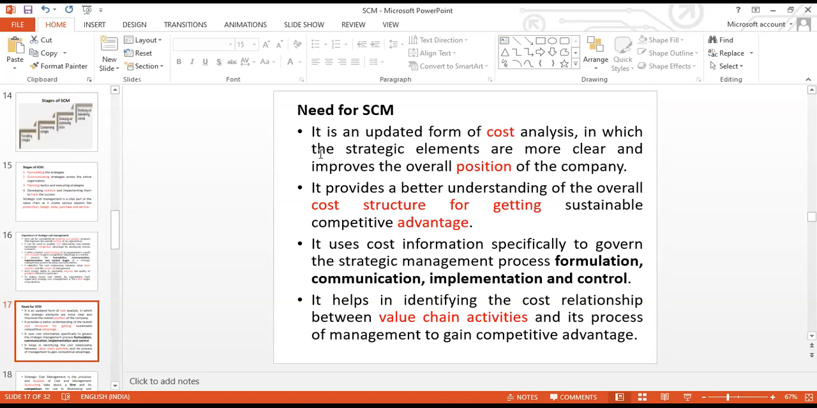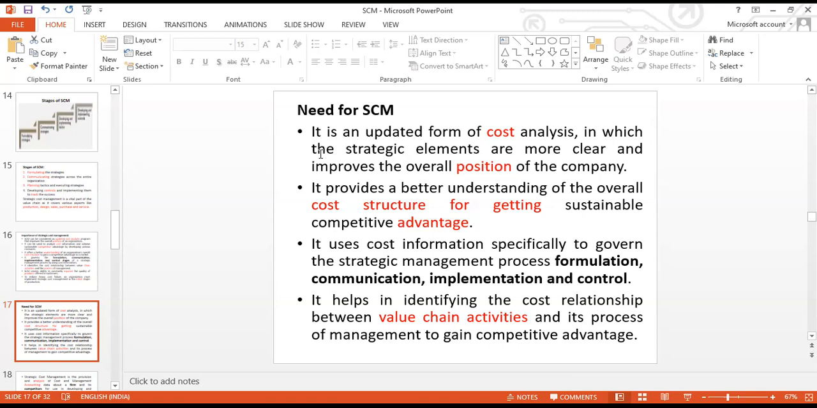Okay, now next, it uses the cost information specifically to govern the strategic management process, that is formulation, communication, implementation and control of the cost strategies. So in case of strategic cost management, I will prepare the policies, cost policies, employee policies, vendor policies, customer policies, supplier policies. Then I will communicate these policies to them. I will ask them to implement these policies in the organization, and I will keep control on these policies.